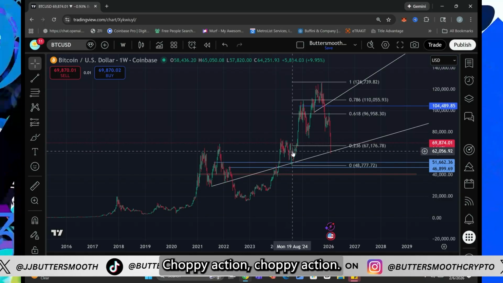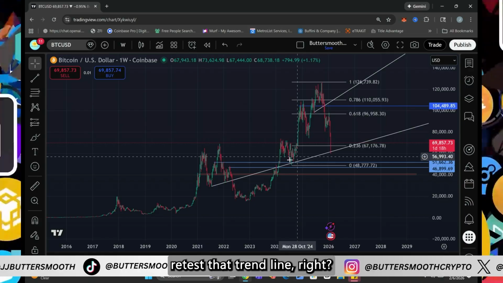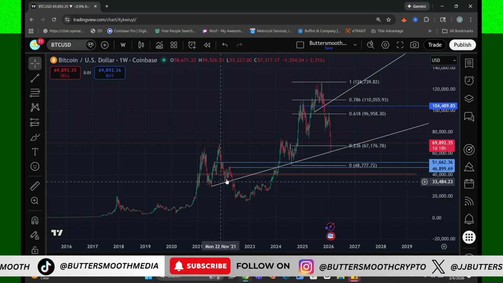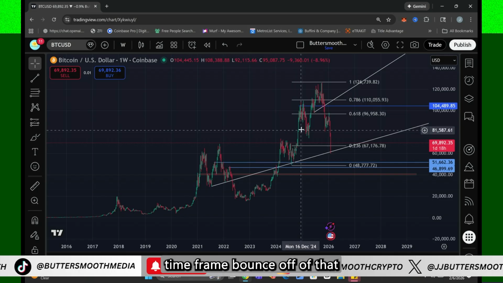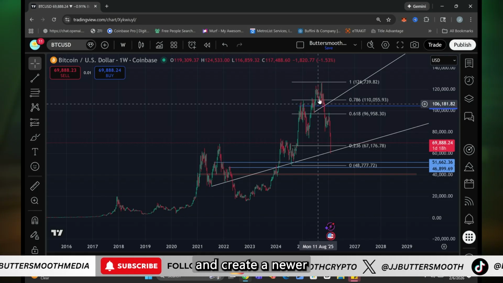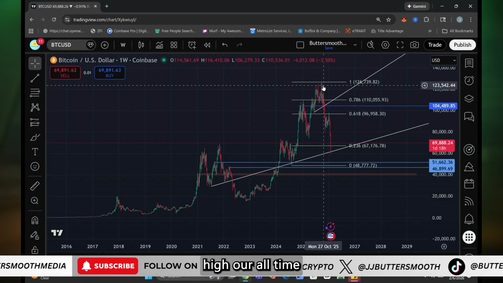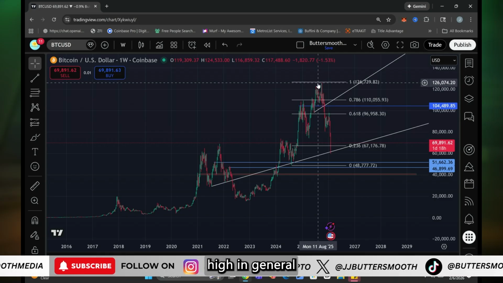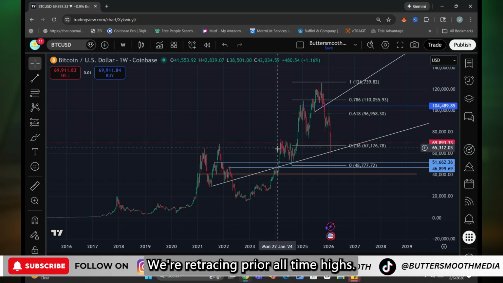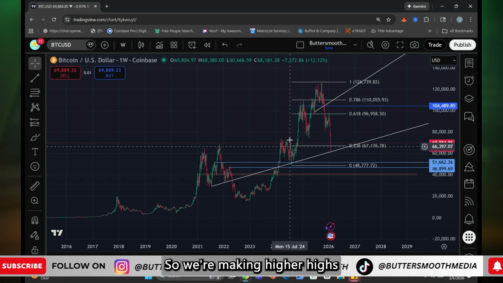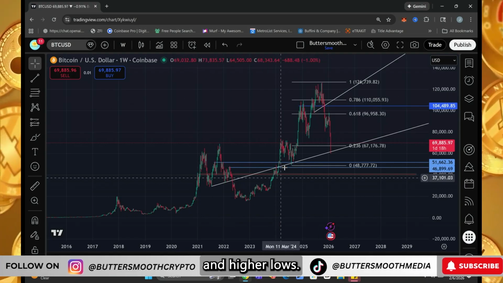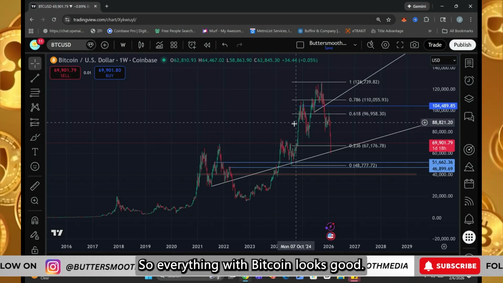Choppy action, a lot of volatility. Retest that trend line, right? That was drawn from the 2021 time frame. Bounce off of that, go parabolic, create a real true all-time high, pull back and create a newer all-time high, our all-time high in general, before melting down to the downside. And what are we doing? We're retracing prior all-time highs, so we're making higher highs and higher lows. So everything with Bitcoin looks good.